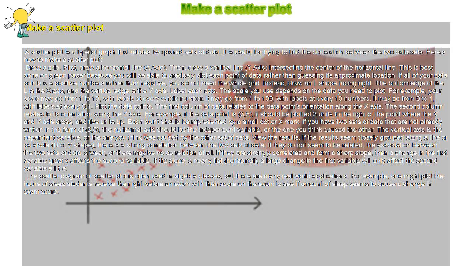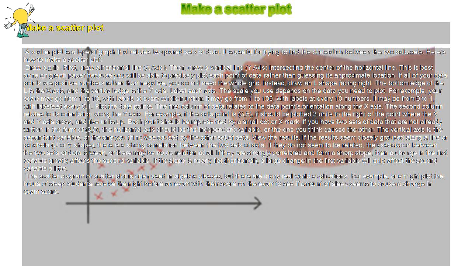Make a scatter plot. A scatter plot is a type of graph that relates two paired sets of data. It is useful for trying to find a correlation between the two data sets. Here's how to make a scatter plot. Draw a grid.